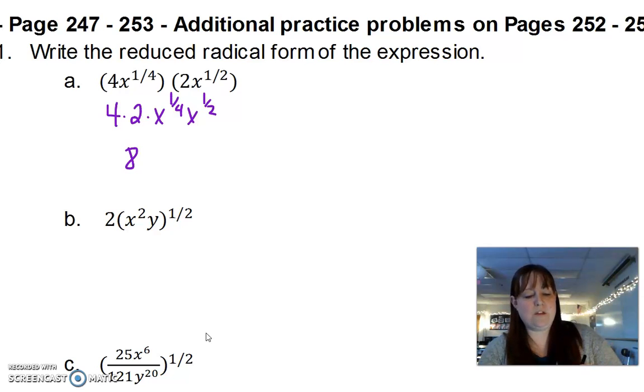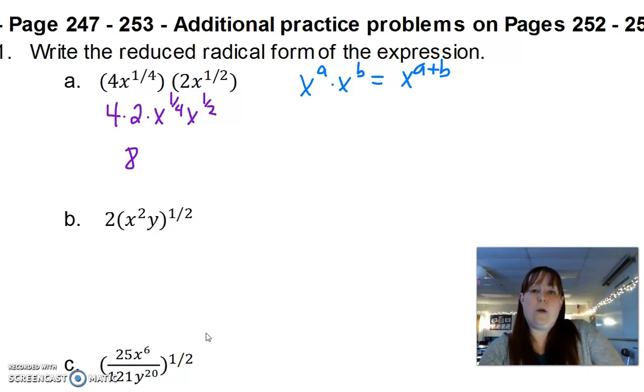Remember this property of exponents. When I have x to the a times x to the b, that equals x to the a plus b. Well, we could just add these exponents together, right? So this is going to be x to the 1/4 plus 1/2.